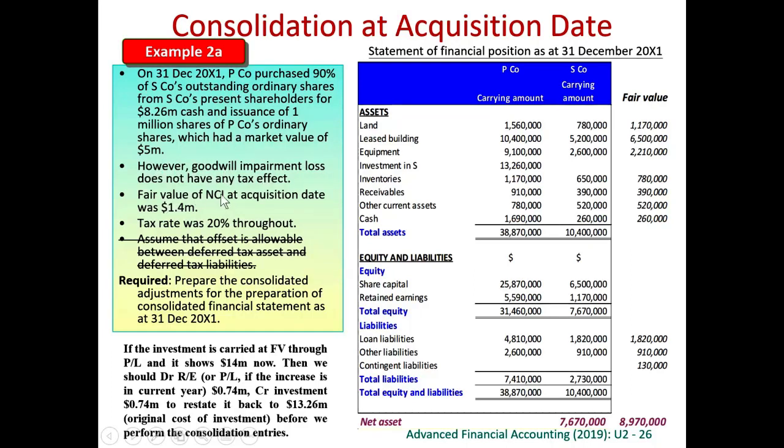The fair value of the non-controlling interest at acquisition day was 1.4 million. So again, we have been told about the fair value of NCI. When the question did not say anything otherwise, we may use the full goodwill method because the fair value of NCI is provided. Tax rate 20%, so that means that we have to account for the deferred tax implication.